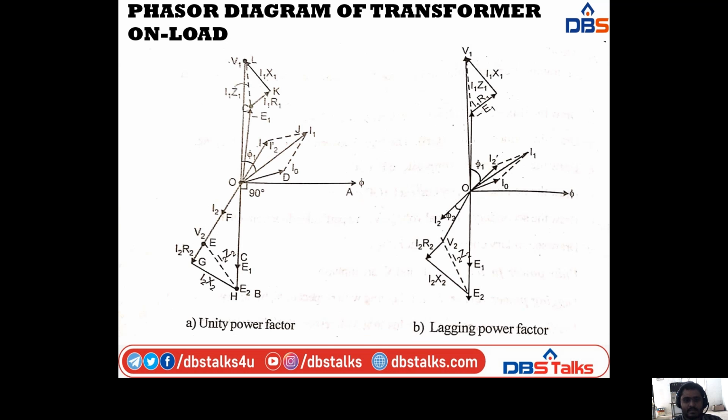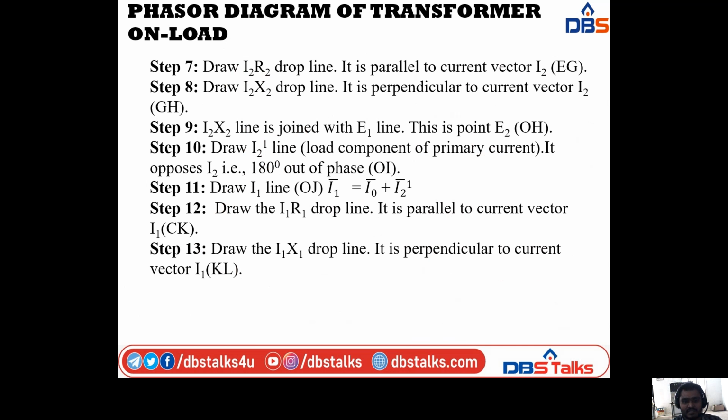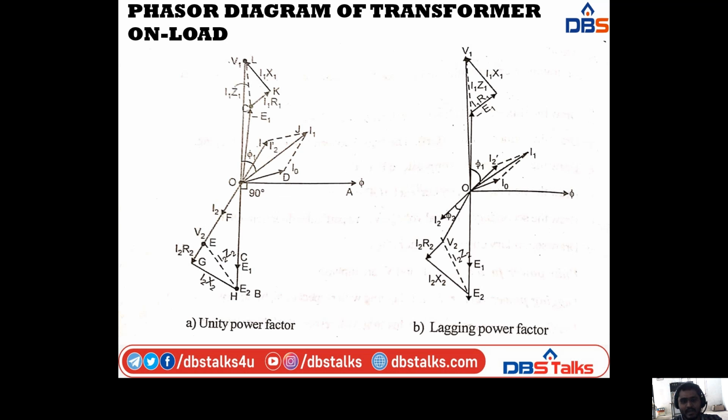Coming to the 11th step, in this step I am drawing the I1 line, that is OJ. The I1 line is the vector sum of I0 plus I2 dash. In all the three cases I am combining I0 and I2 dash, and finally we have the I1 line.